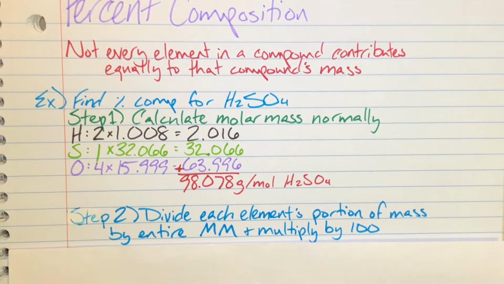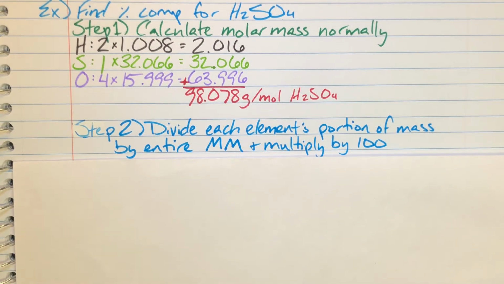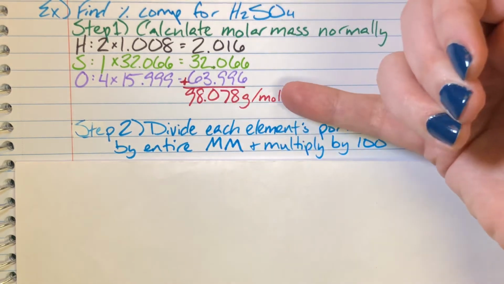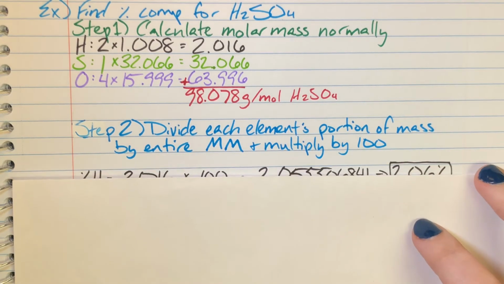Now that I have my total mass, I'm going to calculate the percentage. As a reminder, percentages are part over whole multiplied by 100, and so I am going to take each part from each of the individual elements inside of the actual compound, divide it by the total mass, and then multiply that whole thing by 100.